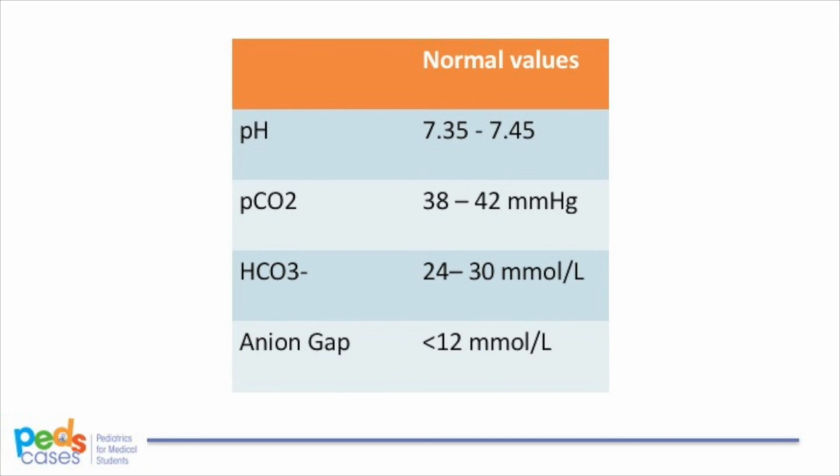To calculate anion gap, you use the equation of sodium concentration plus potassium concentration minus chloride concentration plus bicarb concentration. Or, sometimes this equation is simplified, where anion gap equals sodium concentration minus chloride concentration plus bicarb concentration. Normal anion gap is considered less than 12 millimoles per liter. Now, let's apply this approach to our patient's blood gas.